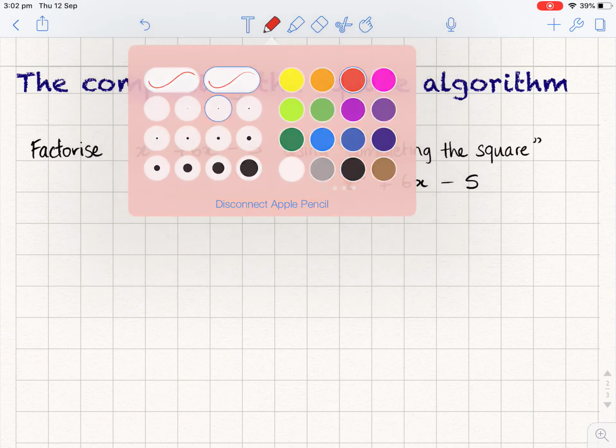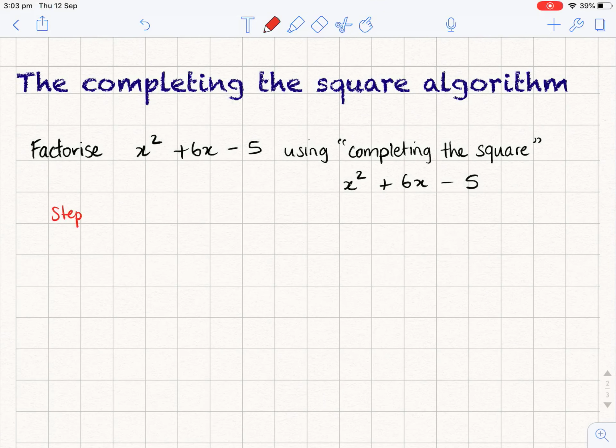The first thing that I would do is step 1, I would halve the coefficient of x. That's this term here. If I halve that value, half of 6 is 3. Step 2, I would square this value. If I square 3, I end up with 9.